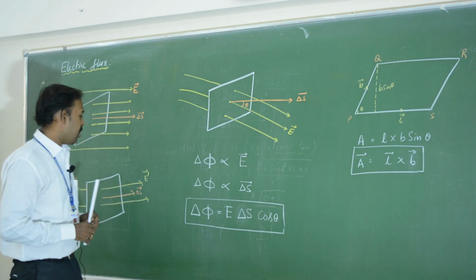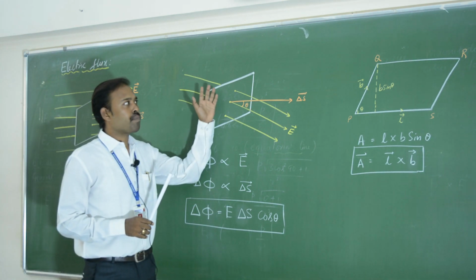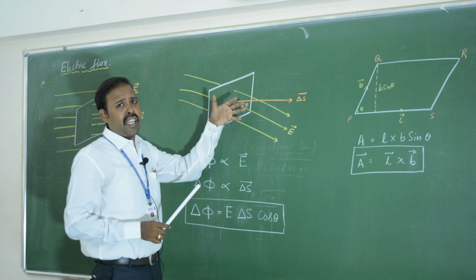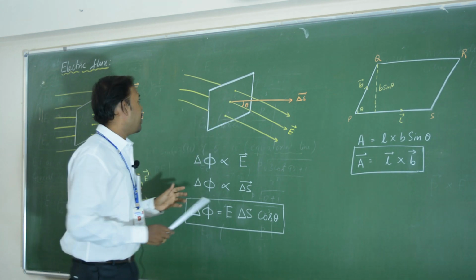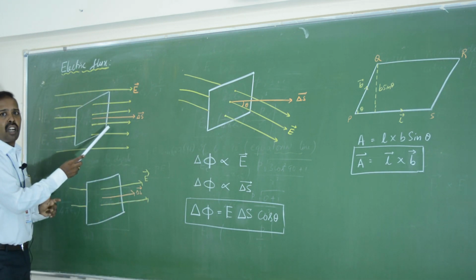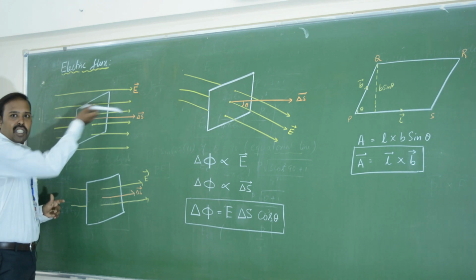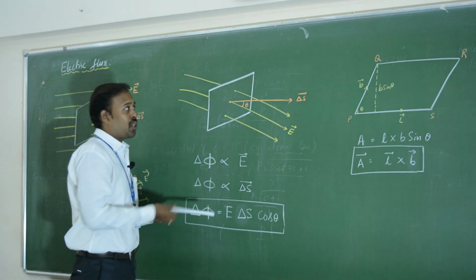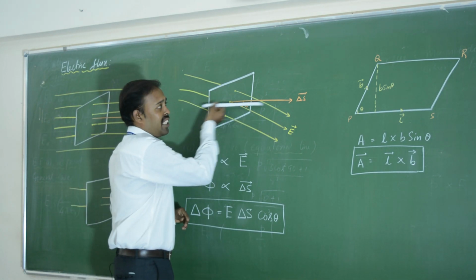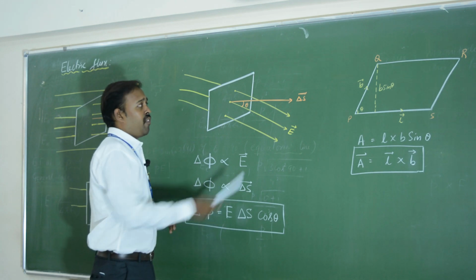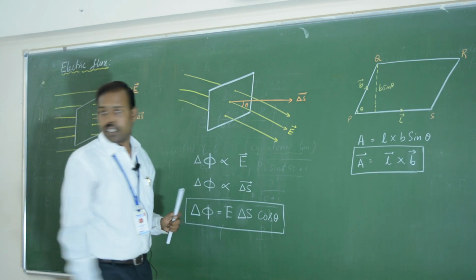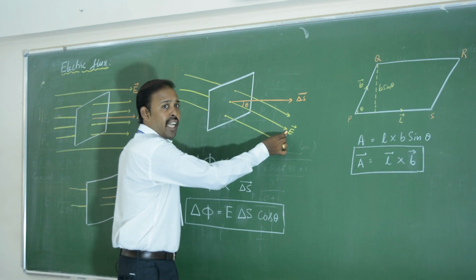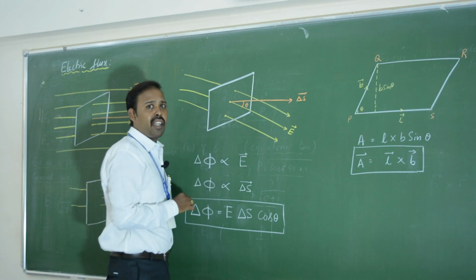For example, if these electric field lines are not linking to this surface normally. In this case, the electric field lines are normal to the surface, right? But in this case, the electric field lines are not normal, so they make an angle with this area vector. Now, this is the electric field and this is the area vector. It is making an angle theta.